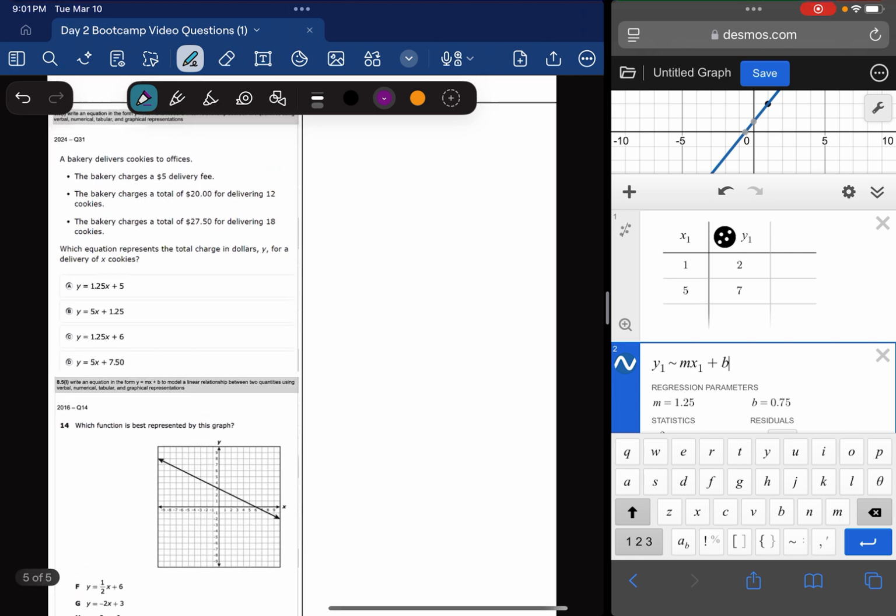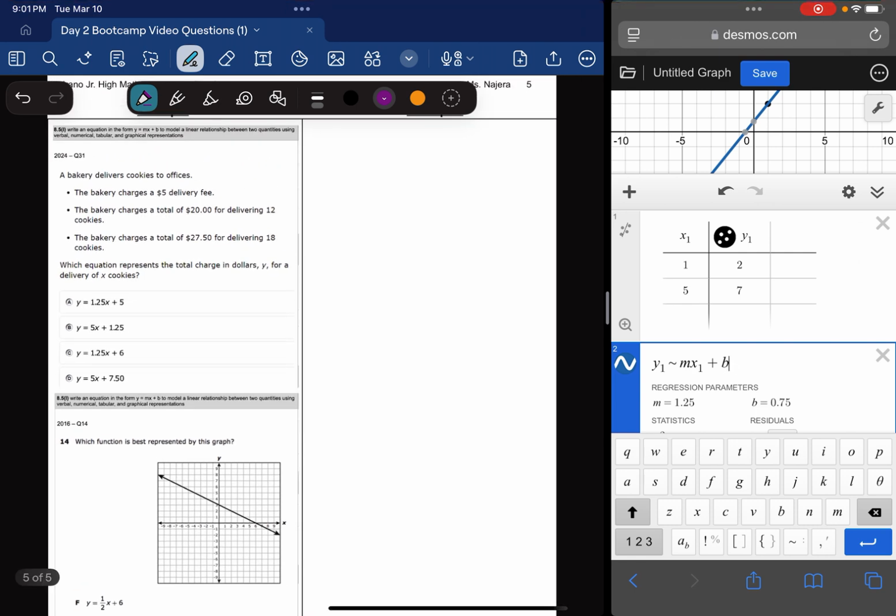Okay, next we have a bakery delivers cookies to the offices. The bakery charges a $5 delivery fee. The bakery charges a total of $20 for delivering 12 cookies. And the bakery charges a total of $27.50 for delivering 18 cookies. What is the equation that represents the total change in dollars Y for a delivery of X cookies?